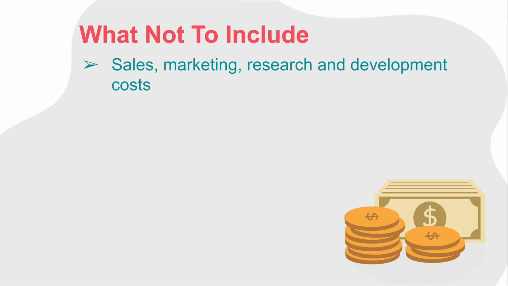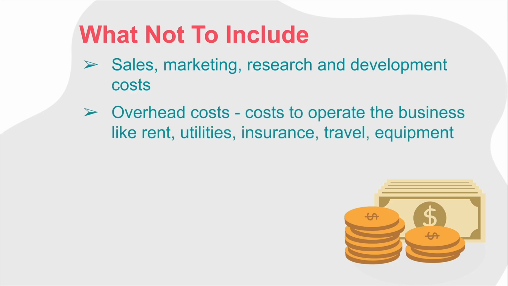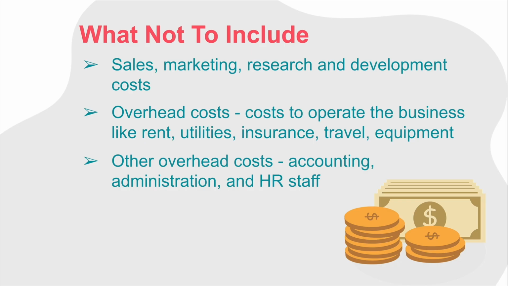You also don't have to calculate overhead costs. Overhead is an accounting term that usually refers to the costs to operate the actual business, like the rent you pay for the building, utilities like keeping the lights on, paying for insurance, equipment, or travel expenses. Those are just overhead costs. Other overhead costs tend to be things like accounting, administration, and HR.